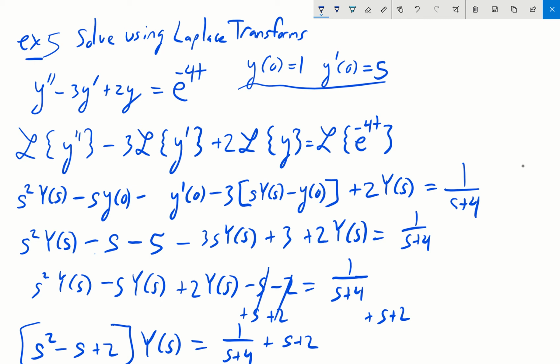We are now going to get the y of s by itself. So let's divide both sides by the s squared minus s plus 2. And maybe even before we do that, let's simplify this right-hand side. Let's get a single fraction here. So let's get a common denominator. The common denominator should be s plus 4. So let's do that.